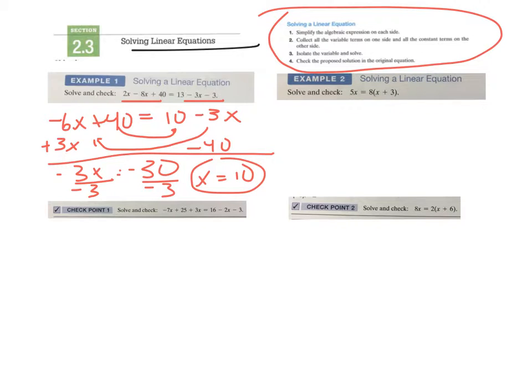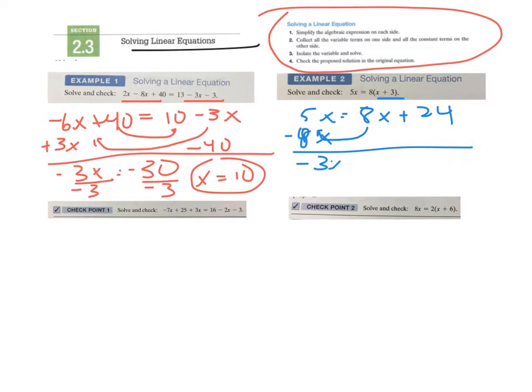This problem, we have parentheses we can remove. So we have 5x equals 8x plus 24. Then I'm going to move the 8x over because it's now simplified, so it makes it a negative 8x. So I get negative 3x equals 24. And when I divide by negative 3, I get the answer is negative 8.